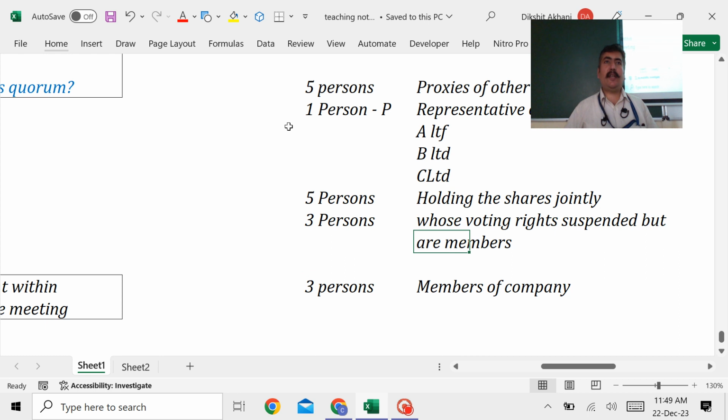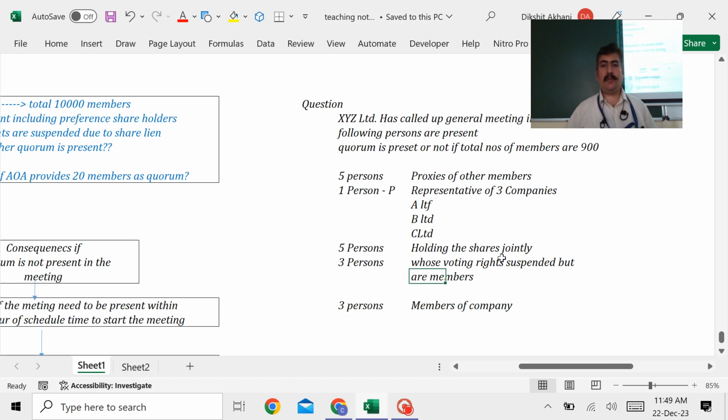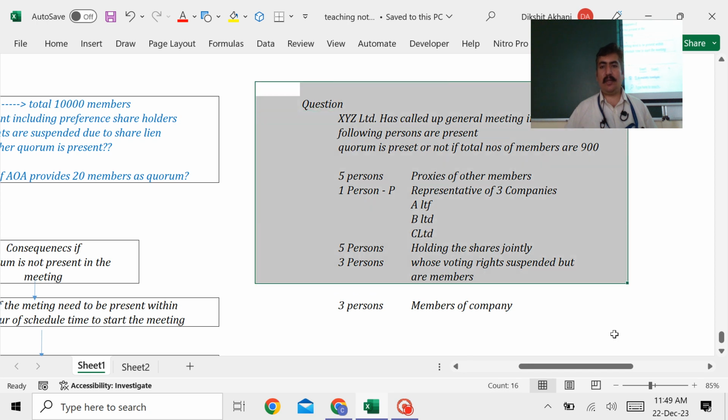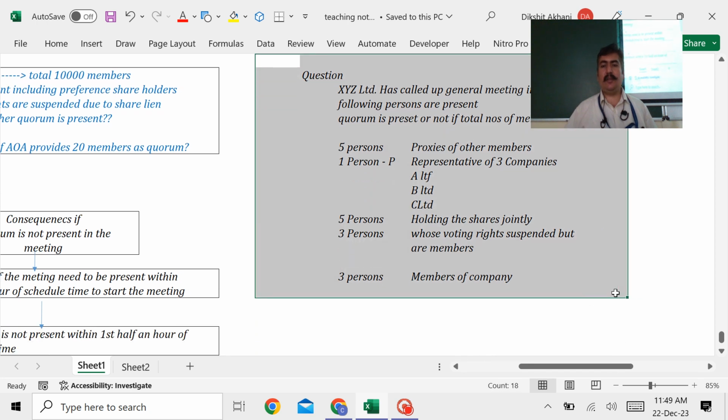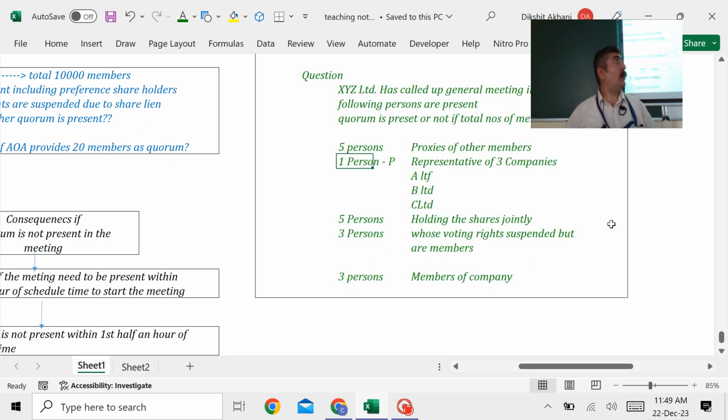So this is what the data is given, and you have to tell me whether quorum is present in the meeting or not. But this is the question for your exam. So referring to the relevant provision, explain whether क्या लगता है quorum is present or it's not present.